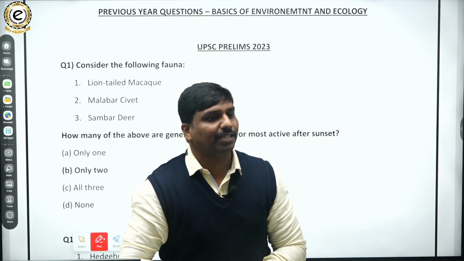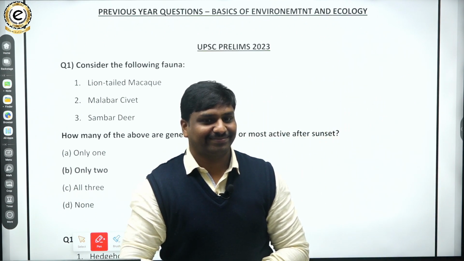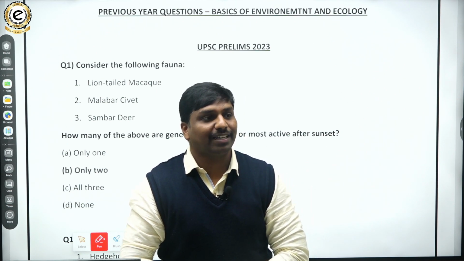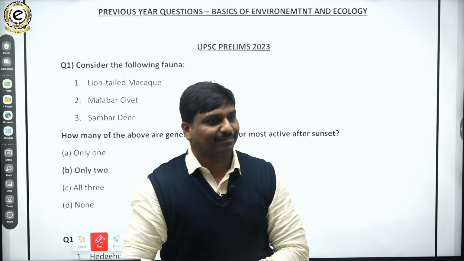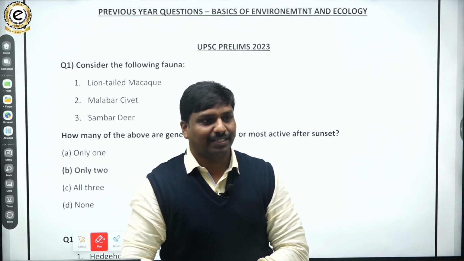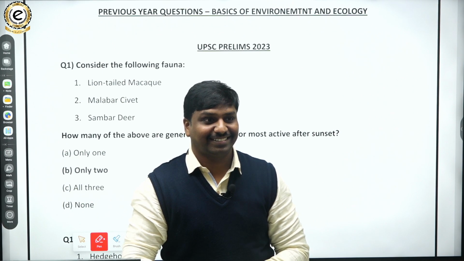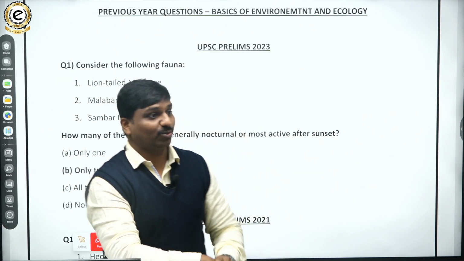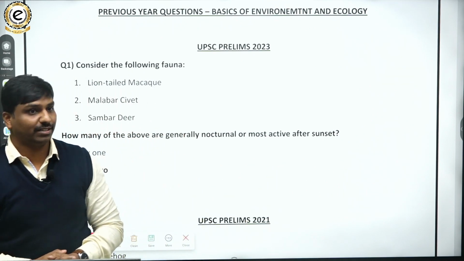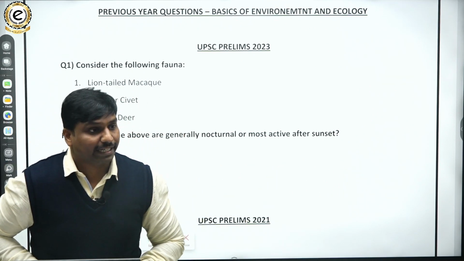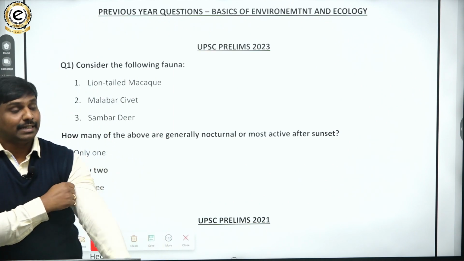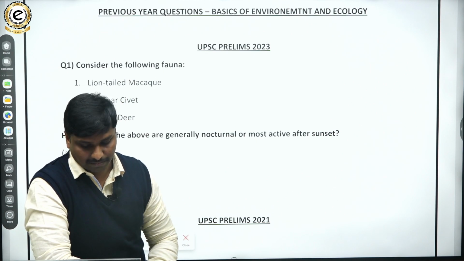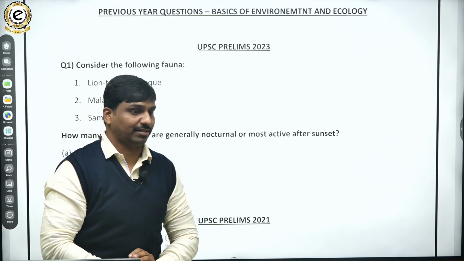Can you name any marsupial? Anyone from online? Marsupial organism. Okay, I'll give you a clue. They are generally seen in Australia. Yes, good. Kangaroos. Kangaroos is an example for marsupial. So they are also hibernating animals. So marsupials, then some snakes, they'll go for hibernation. Then ground squirrels.